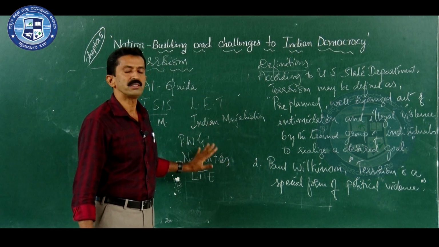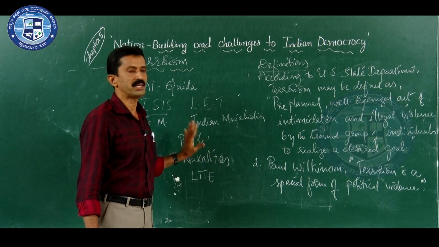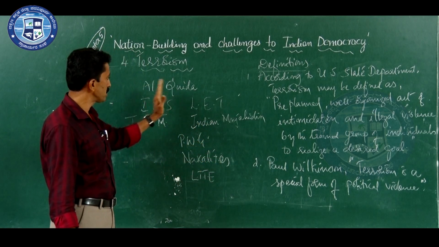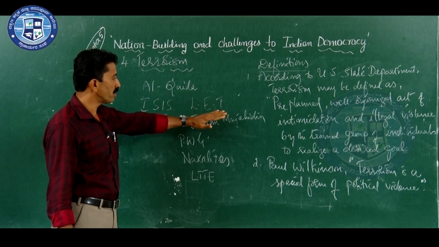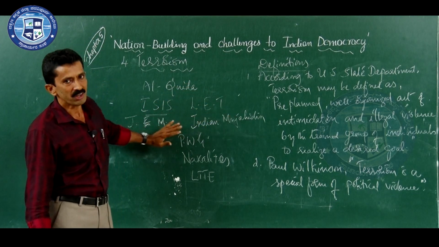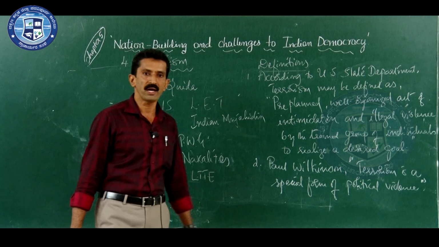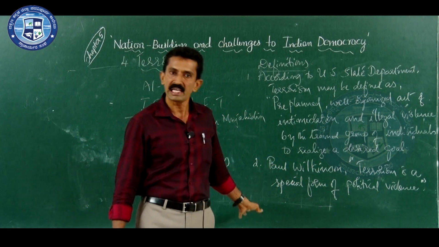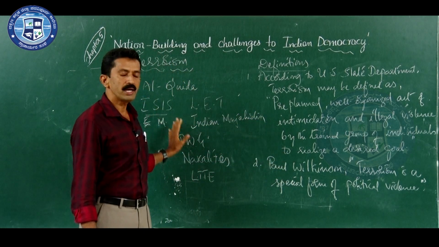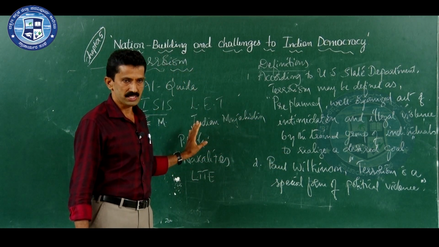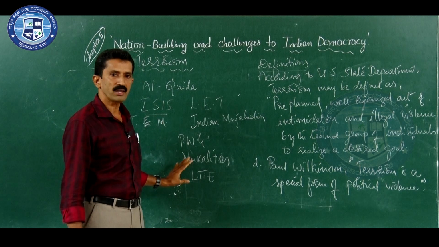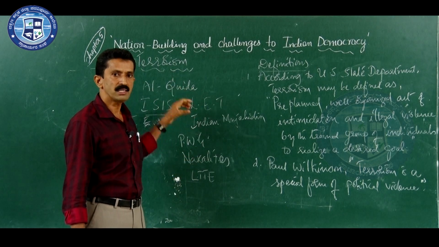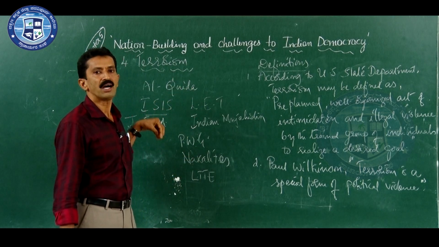So, these are the major terrorist organizations: Al-Qaeda, ISIS, LET (Lashkar-e-Toiba), Jaish-e-Mohammed, Indian Mujahideen, the Naxalites or People's War Group, and even LTTE. All these are important terrorist organizations, and almost all of them have their existence in India also.